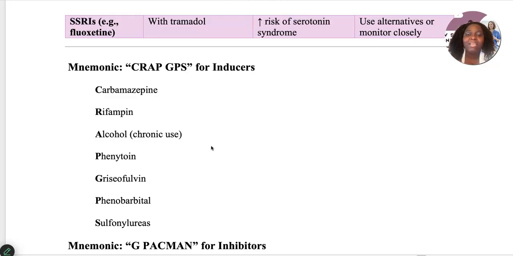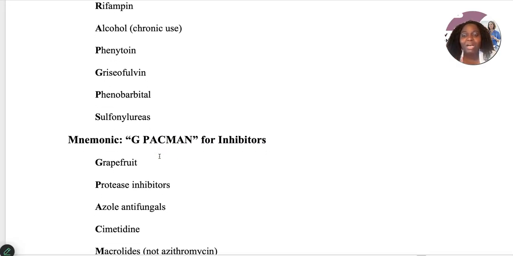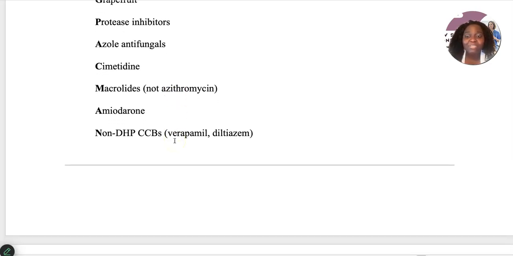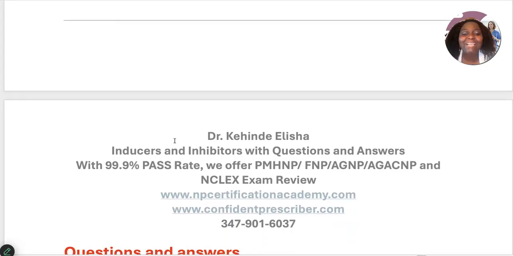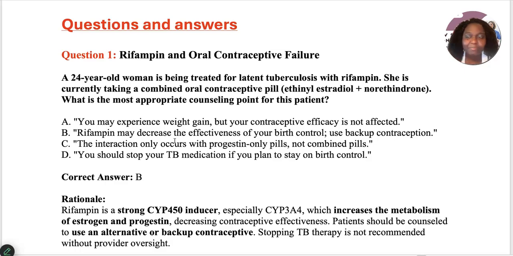Now, let's look at this mnemonic. The mnemonic is not all-inclusive. It is just what is commonly and frequently tested. The very first mnemonic is CRAB GPS for inducers: carbamazepine, rifampin, alcohol, phenytoin, griseofulvin, phenobarbital, sulfonylureas. What about G-PACMAN for inhibitors? Grapefruit, protease inhibitors, azole antifungals, cimetidine, macrolides, amiodarone, non-DHP CCBs. Okay. Now let's go ahead and take a look quickly at the questions and answers to follow. But do we have any questions at this time?